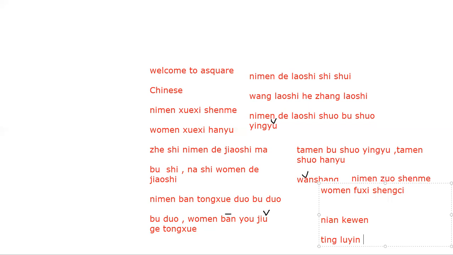Now repeat after me. Wanchang. If I ask you, hello, I can say, ni hao, wanchang, nimen suo shenme? What are you guys doing in the evening? Nimen suo shenme? Women fuxi shengci, nian kewen, ting luyin. Is it clear to you? Clear? Okay.